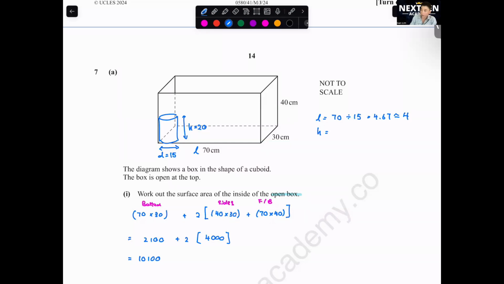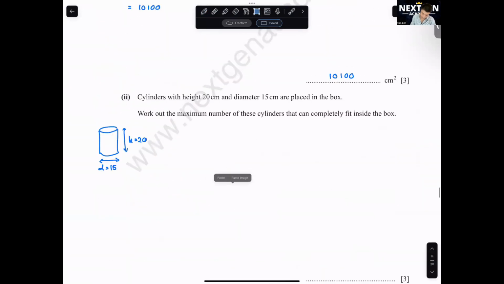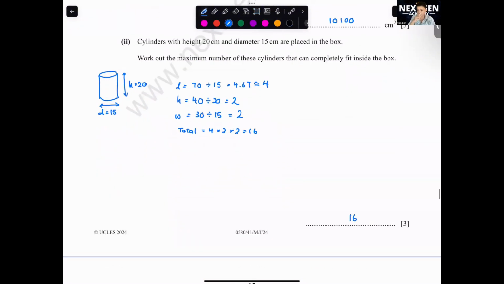Your height, how many can you fit? 40 divided by 20, so you got 2 of it. Your width, 30 divided by 15, so 2. So total, you can take 4 times 2 times 2, which is equal to 16. If you use volume, do you get 16 also? No, right? Okay, then cannot. That one you can only use for the melted one.